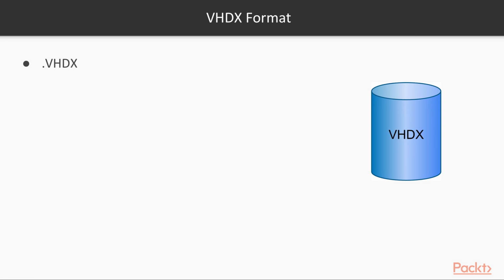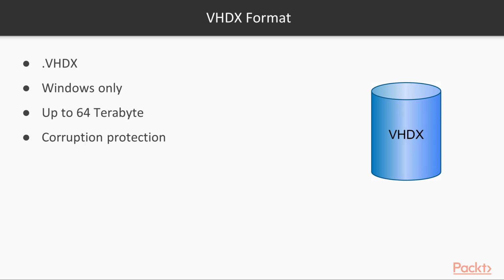The VHDX format, introduced with Windows Server 2012, supports virtual disks of up to 64 terabytes and does include protection against corruption and provides tracking of metadata. This format, however, is not currently supported by Citrix or Oracle.